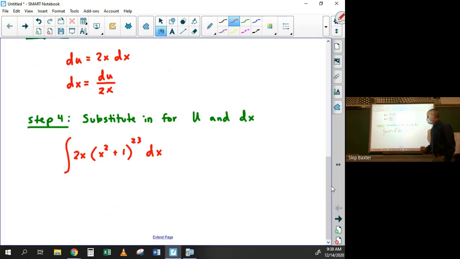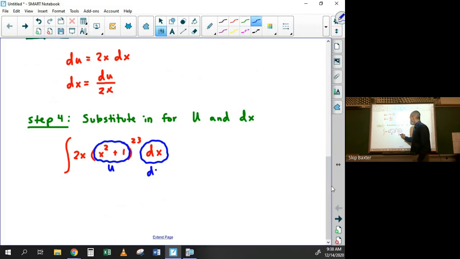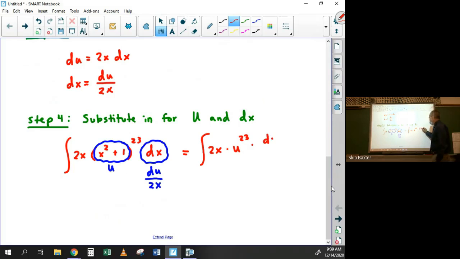dx, right? So what I'm saying is we know that this whole thing right here is really u, and this thing right here is really du over 2x. Those are the two things we're going to substitute in. We substitute u in where it goes, and we substitute dx with its equivalent that we just found in the previous step. So you get the integral of 2x times u to the 23rd times du over 2x.